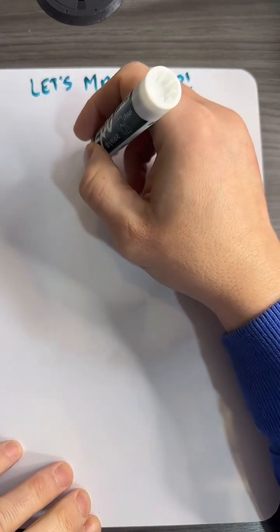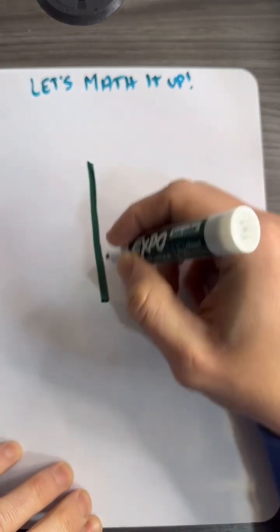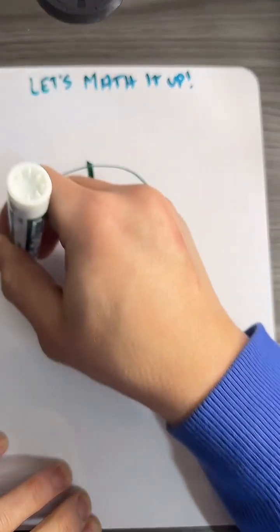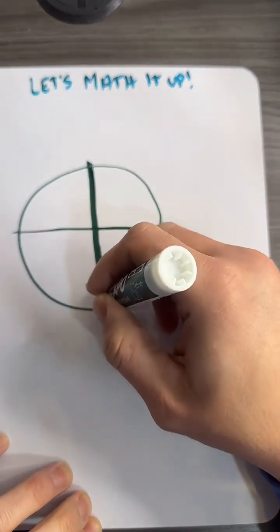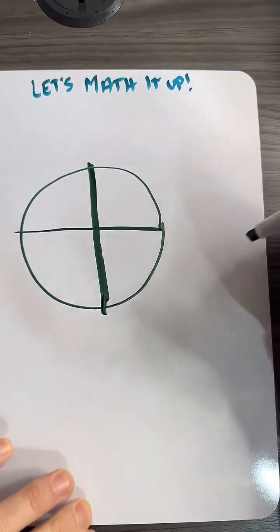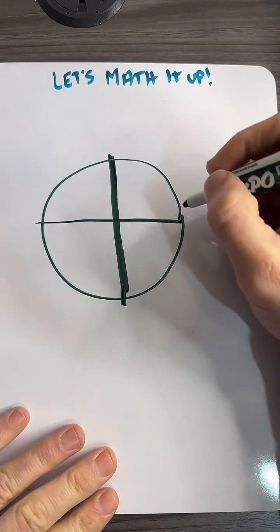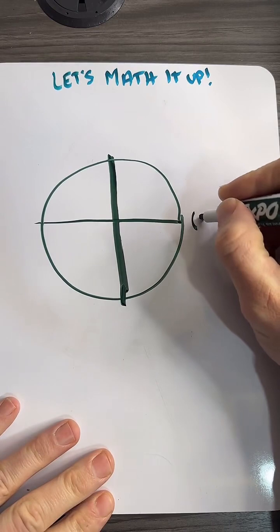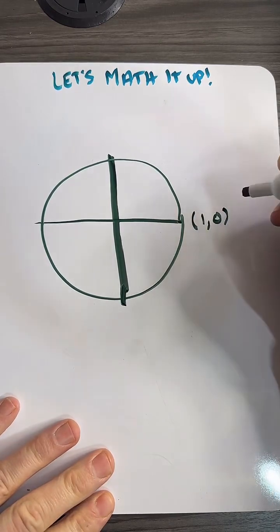Let's take a look at a unit circle. Okay. So the unit circle right here, again, let me know if you've got any math questions. A unit circle is on an XY plane. It has a radius of 1. So in the unit circle, this right here has an X value of 1, a Y value of 0.